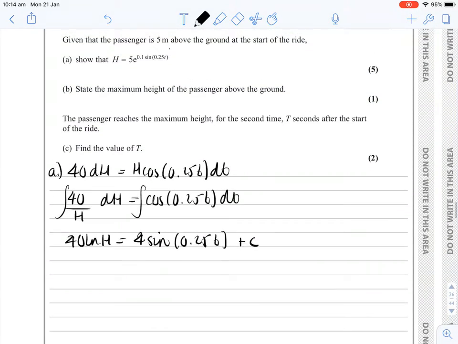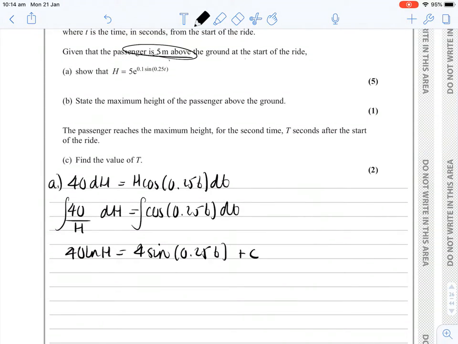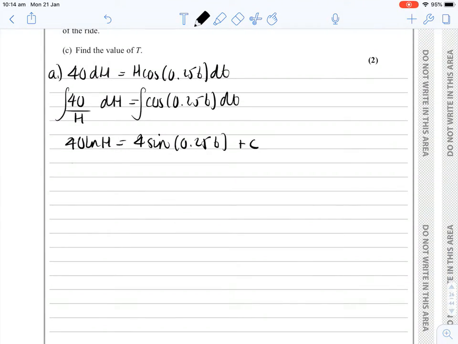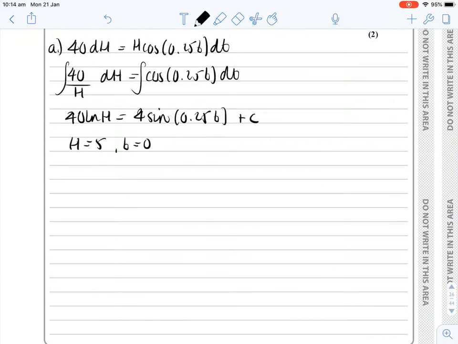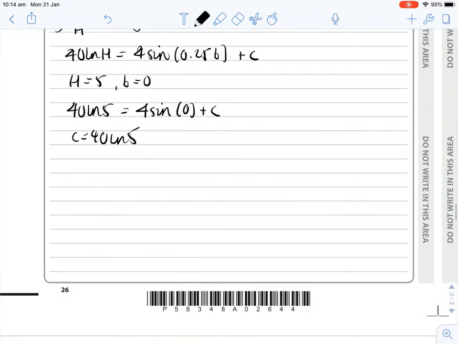Now we're told in the question that the passenger is 5 meters above the ground at the start of the ride. So when h is equal to 5, we know that t is equal to 0. So we've got 40 ln 5 is equal to 4 sin 0 plus c. So c is 40 ln 5. So we can say that 40 ln h is equal to 4 sin 0.25t plus 40 ln 5.